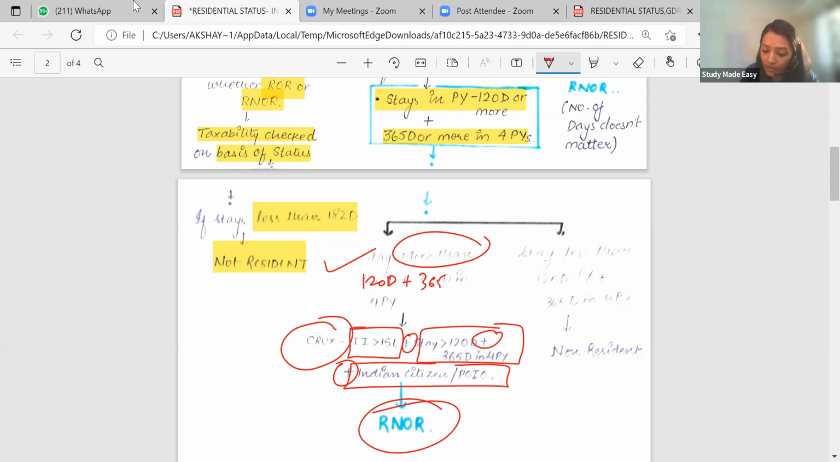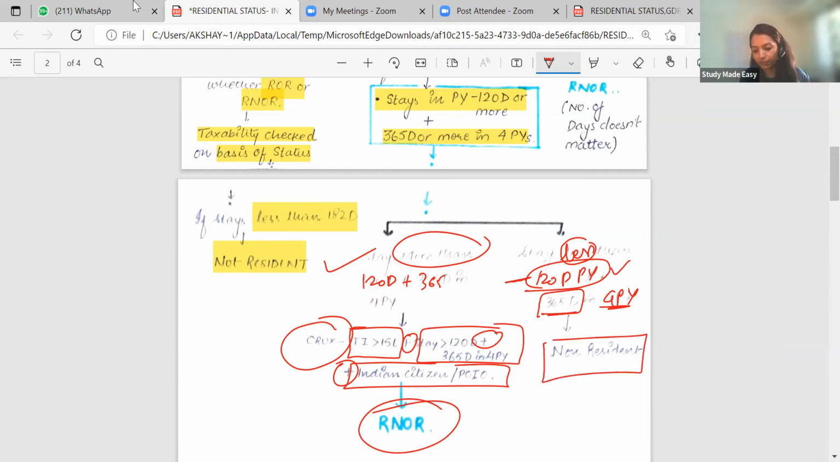But ma'am, if he does not comply, if he stays in India for less than 182 days, then what will happen? Either he stays for less than 120 days, but he complies with this condition, that is in the 4 previous years he is residing for 365 days. Doesn't matter. Why? Previous year 120 days as well as 4 years 365 days, both need to be complied. That means he is clearly a non-resident.